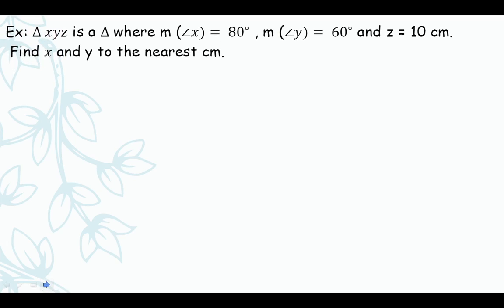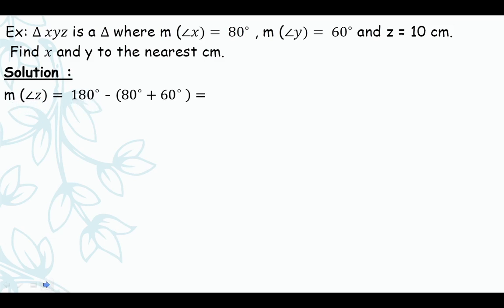For example, triangle XYZ is a triangle where the measure of angle X equals 80, the measure of angle Y equals 60, and z small is given as 10 centimeters. Find the length of the side x small and the side y small to the nearest centimeter. The side x small is the side YZ. Also the side y small is the side XZ.